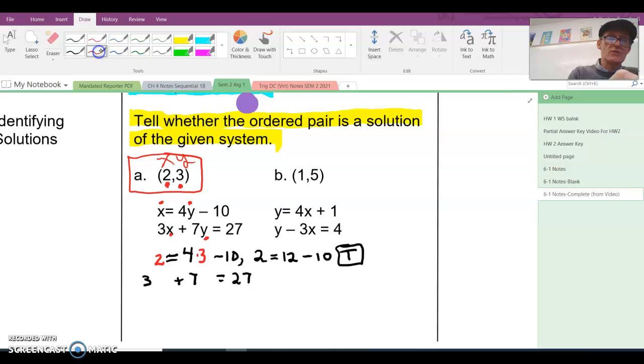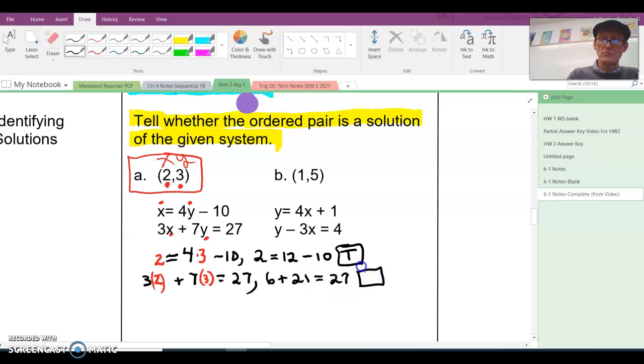So let's substitute them in the next equation. 3 times x, which was 2, plus 7 times 3 equals 27. Well, let's see. 6 plus 21 equals 27. Well, that's true. So the answer to A is yes.